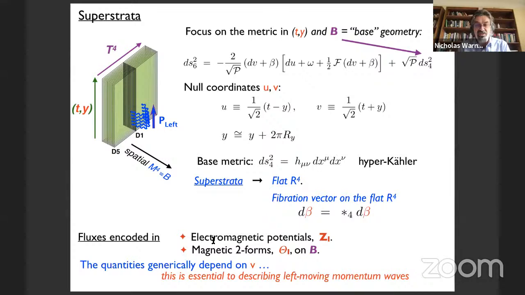Now, the other thing you should remember is that we have the fluxes for this background, the three-form fluxes in 6 dimensions, and they are encoded in terms of some electromagnetic potentials and some magnetic 2-forms. All of these things are on the base. Now, the important new element compared to previous microstate geometries is that everything here is going to ultimately depend on v in these fluxes. And that's essential because we want to have these left-moving momentum waves on the common D1, D5 direction, and that means it's going to depend on position in that direction, or at least the null position going in that direction, y minus t or something. Okay, so that's what we're trying to do.